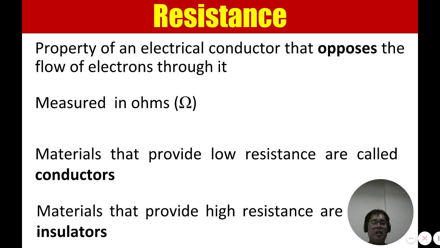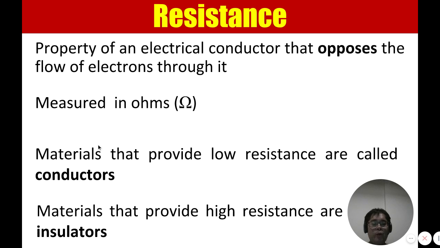Resistance here is basically a property where you try to oppose something. In this case, for any electrical conductors, you are actually opposing the flow of electrons. Remember in our previous session, we mentioned that the electrons are moving electrical charges throughout the circuit. So resistance here is trying to oppose how much these electrons will flow through. It's measured in ohms, and the symbol is the omega.